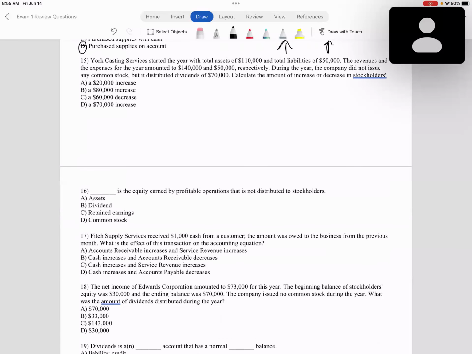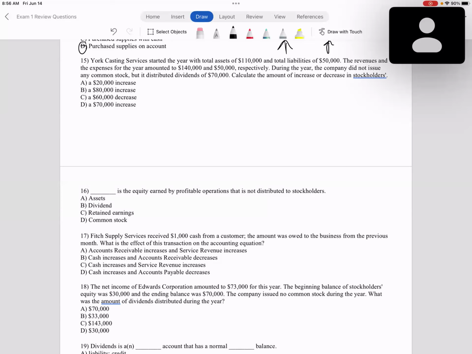Okay, York Casting Services started the year with total assets of 110,000, total liabilities of 50,000, and revenues and expenses for the year amounted to blah blah blah. I'll come back to that. I want to find out what the actual question is asking. During the year, the company did not issue common stock but distributed dividends. Calculate the amount of increase or decrease in stockholders' equity.